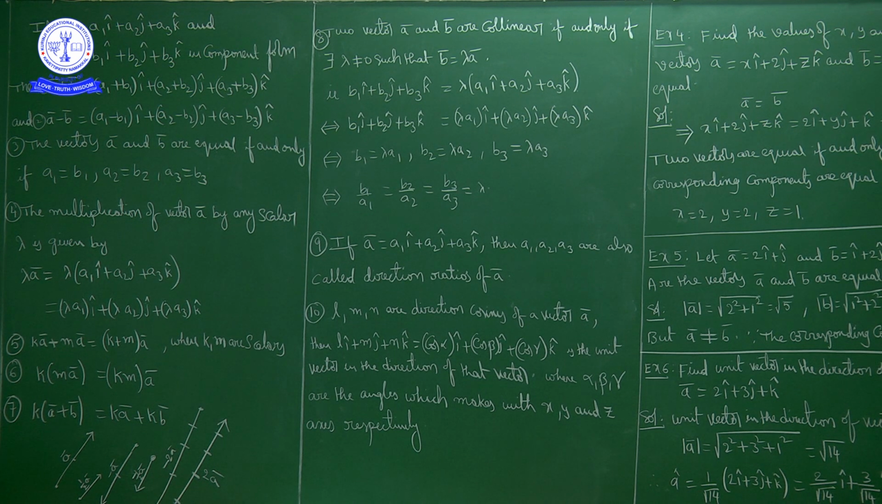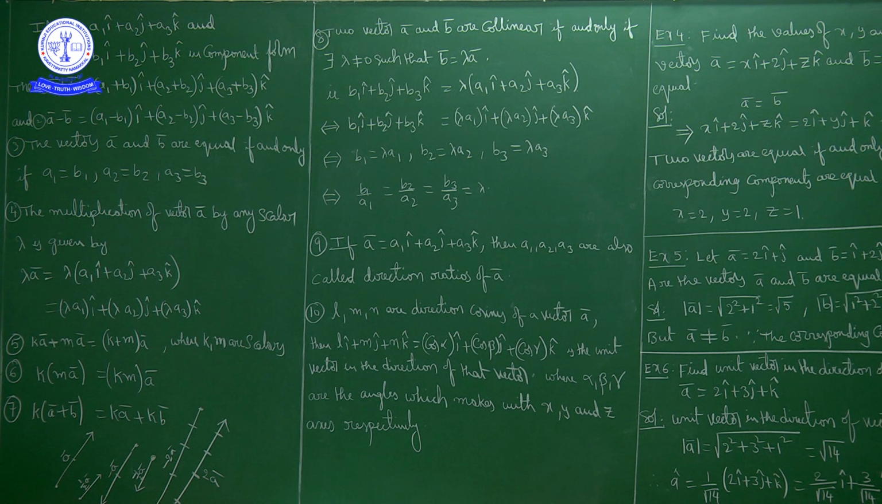Okay. Next point. If k and m are any scalars, then k A bar plus m A bar, what we can write is k plus m into A bar. Now suppose 2 A bar plus 3 A bar, what can we write? 2 plus 3 into A bar, that is 5 A bar we can write.